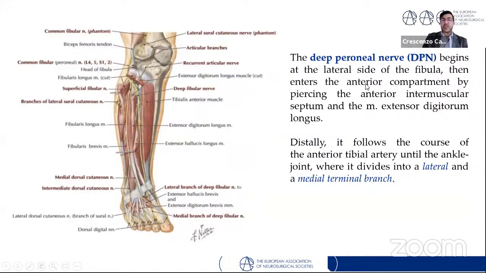The first branch, the deep peroneal nerve, begins at the lateral side of the fibula, then enters the anterior compartment by piercing the anterior intermuscular septum. Distally, it follows the course of the anterior tibial artery, first taking a relation to it, then following it until the ankle joint, where it divides into the lateral and the medial terminal branch.